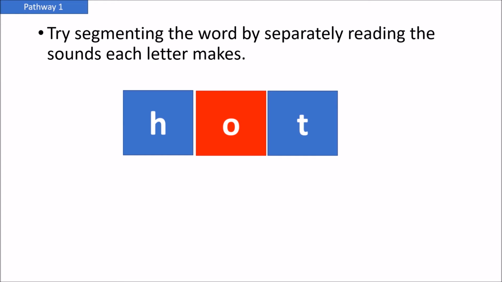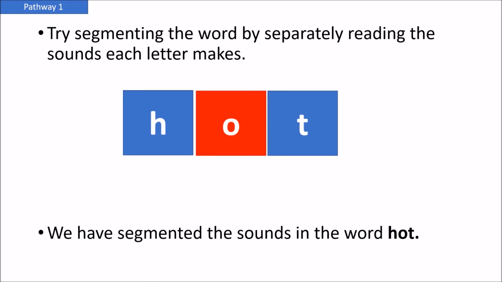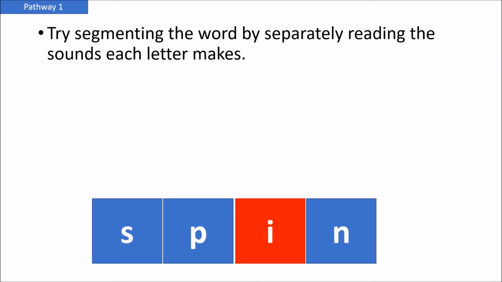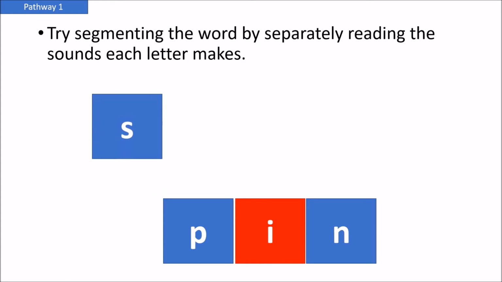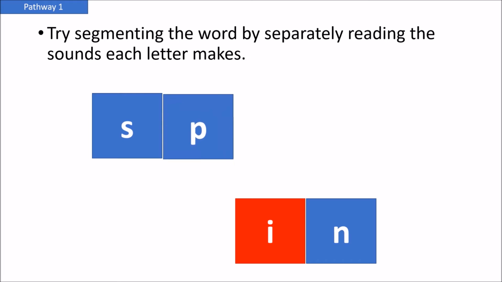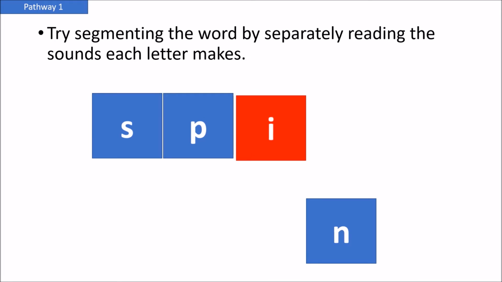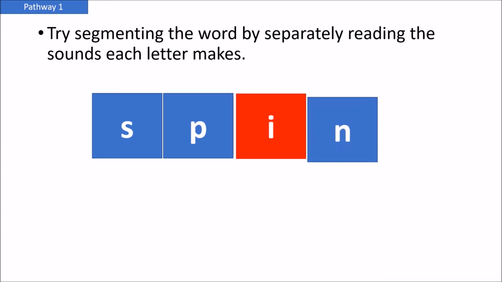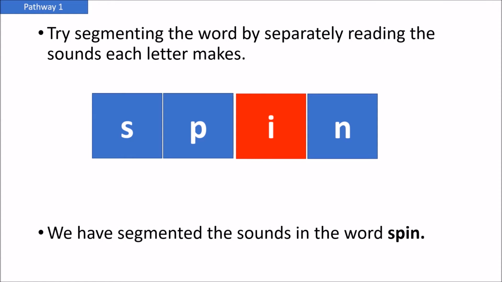You should have said h, o, t. We have segmented the sounds in the word hot. Try segmenting the word by separately reading the sounds each letter makes. You should have said s, p, i, n. We have segmented the sounds in the word spin.